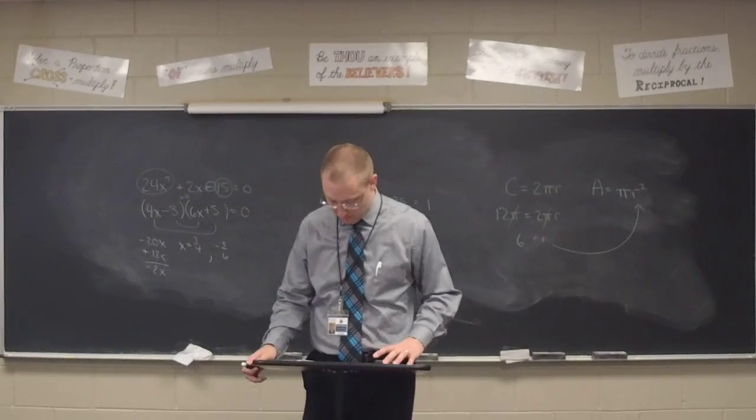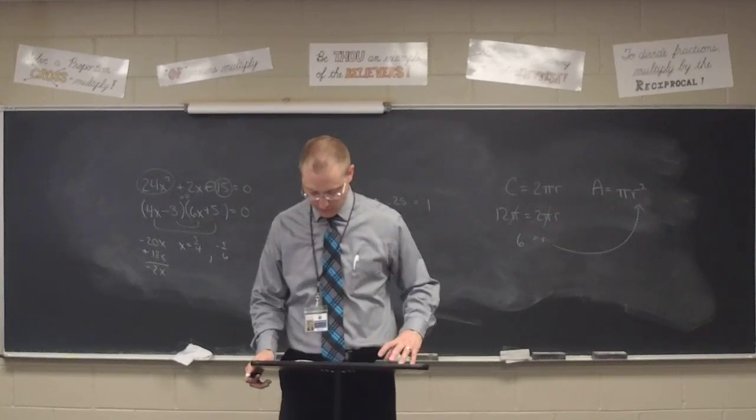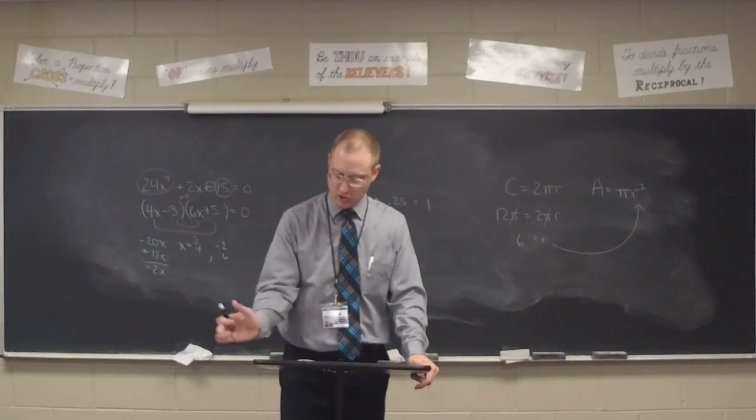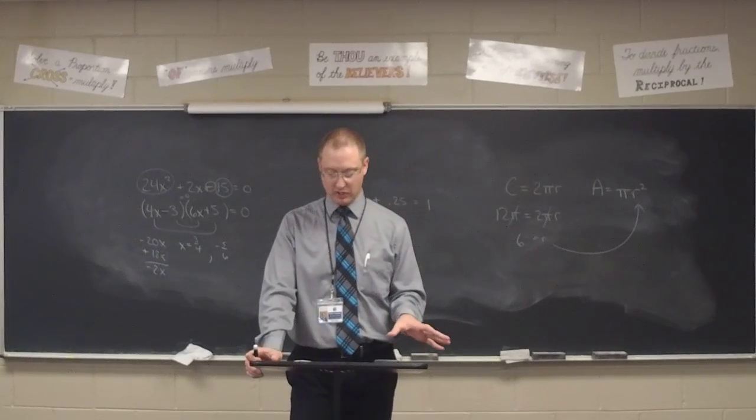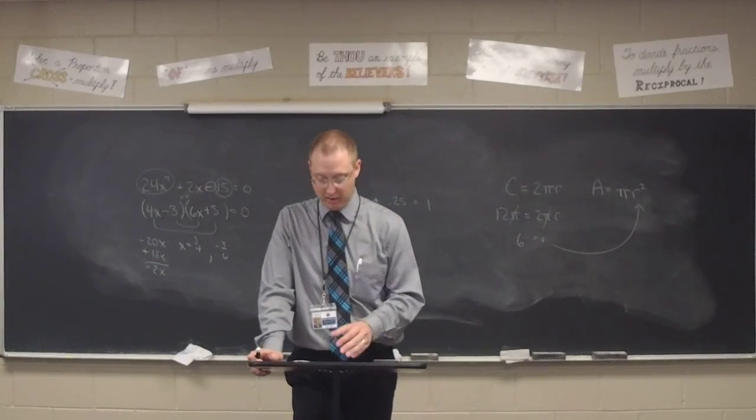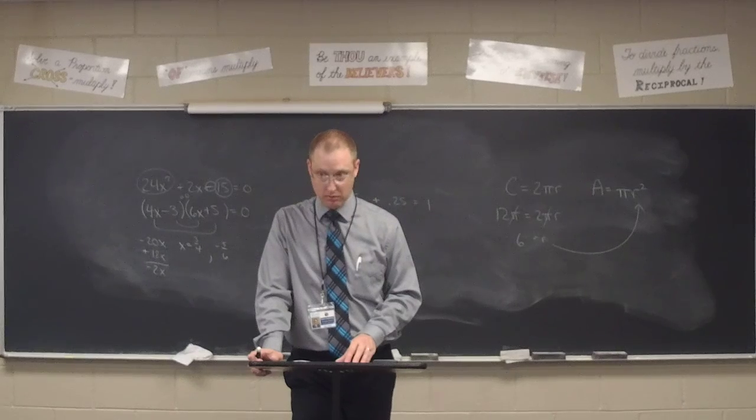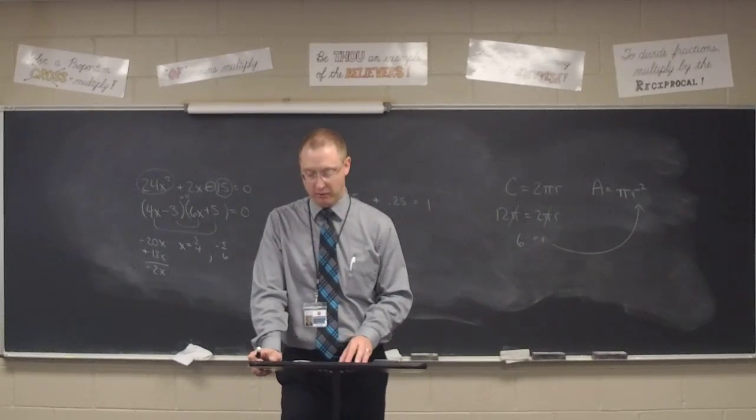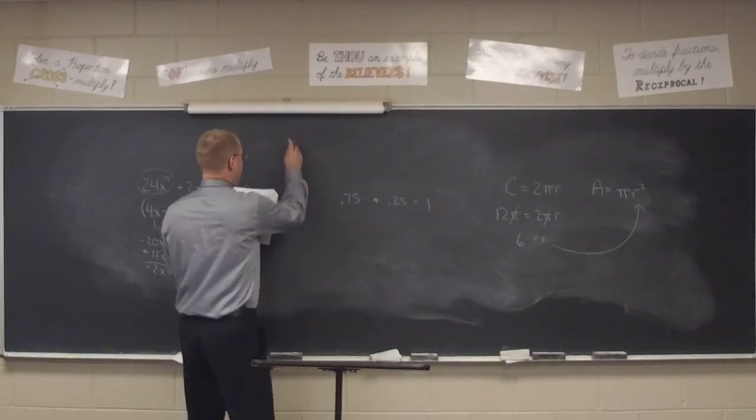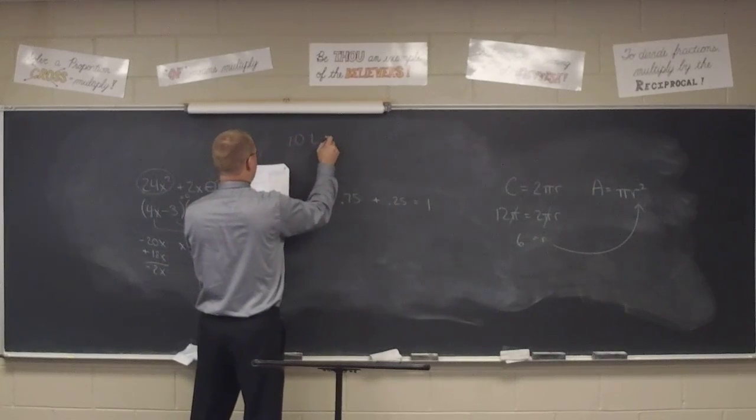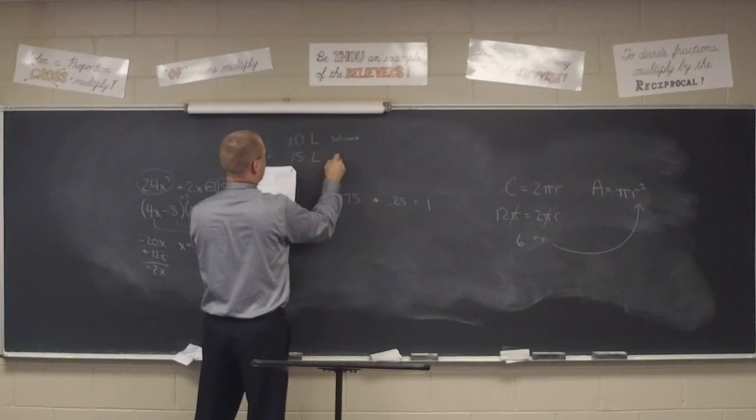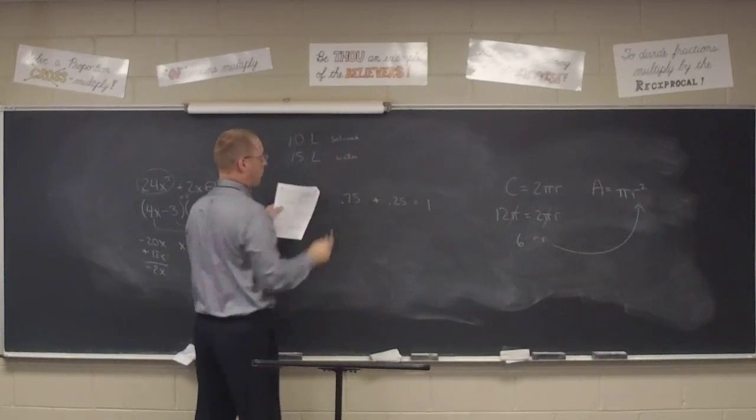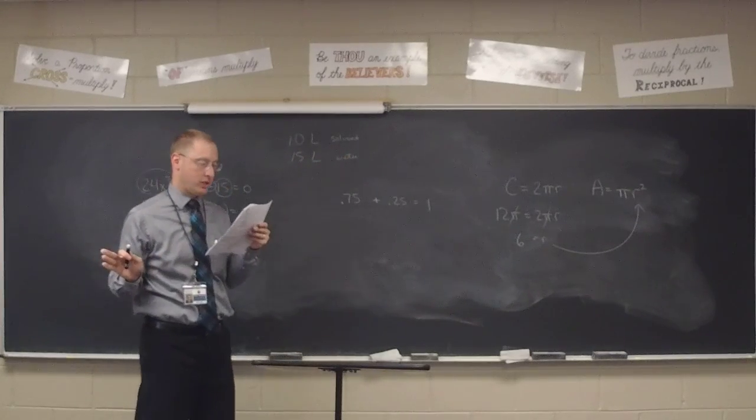All right, number 44. A barrel contains 25 liters of a solvent mixture that is 40% solvent, 60% water. Okay, stop. I stopped right there. It's like, okay, what is 40% of 25? 10. What's 60% of 25? 15. Okay, so we have 10 liters of solvent. We have 15 liters of water. We all good? That's 25 liters total.